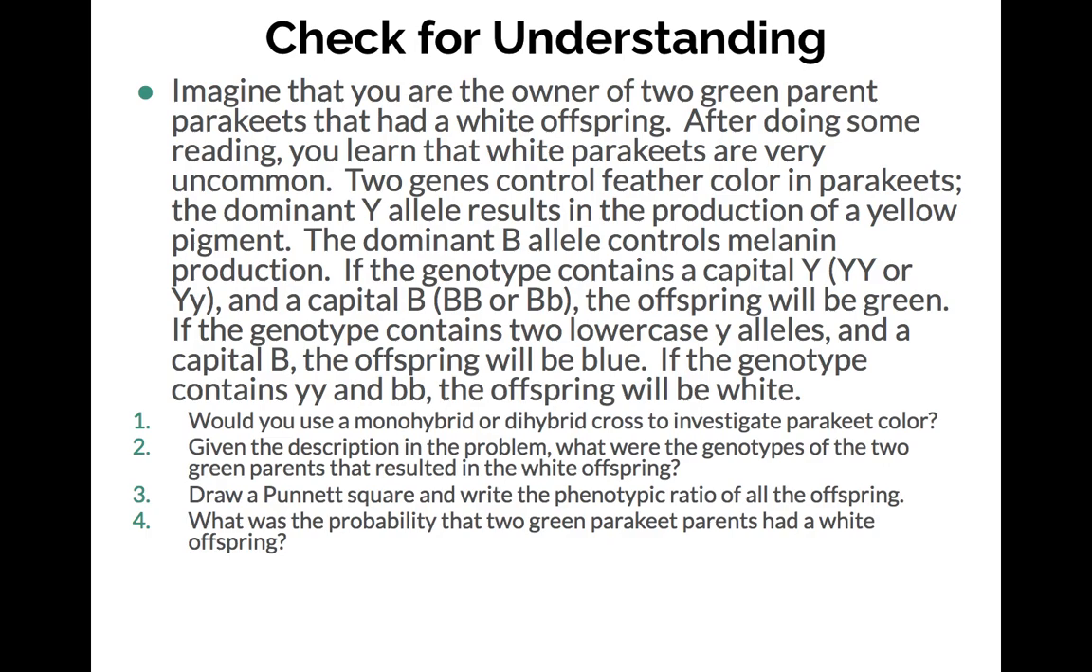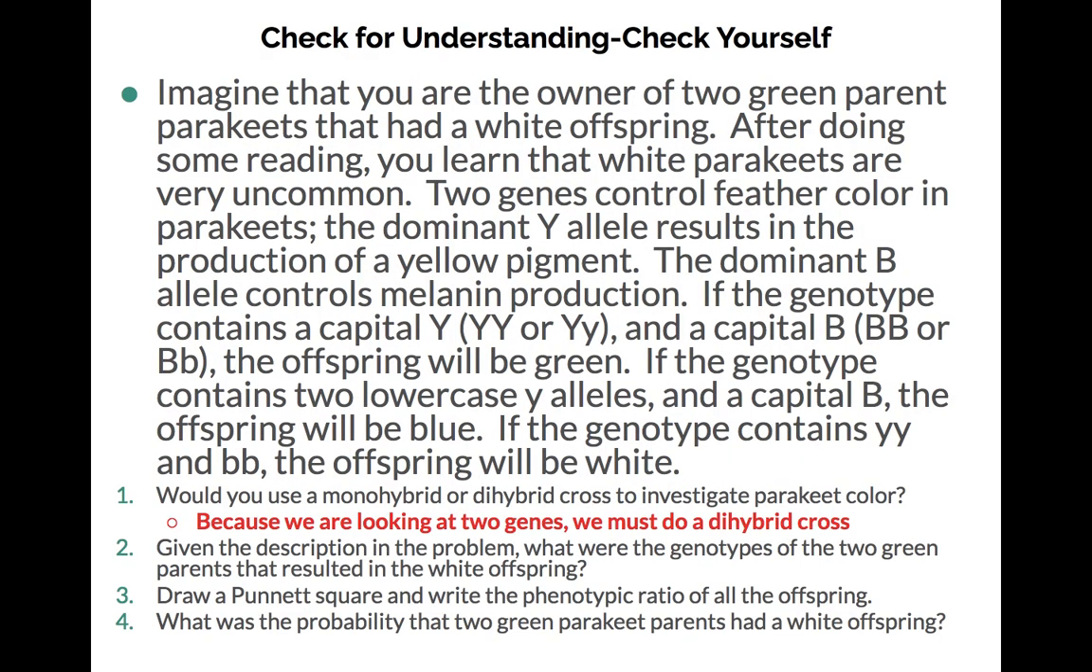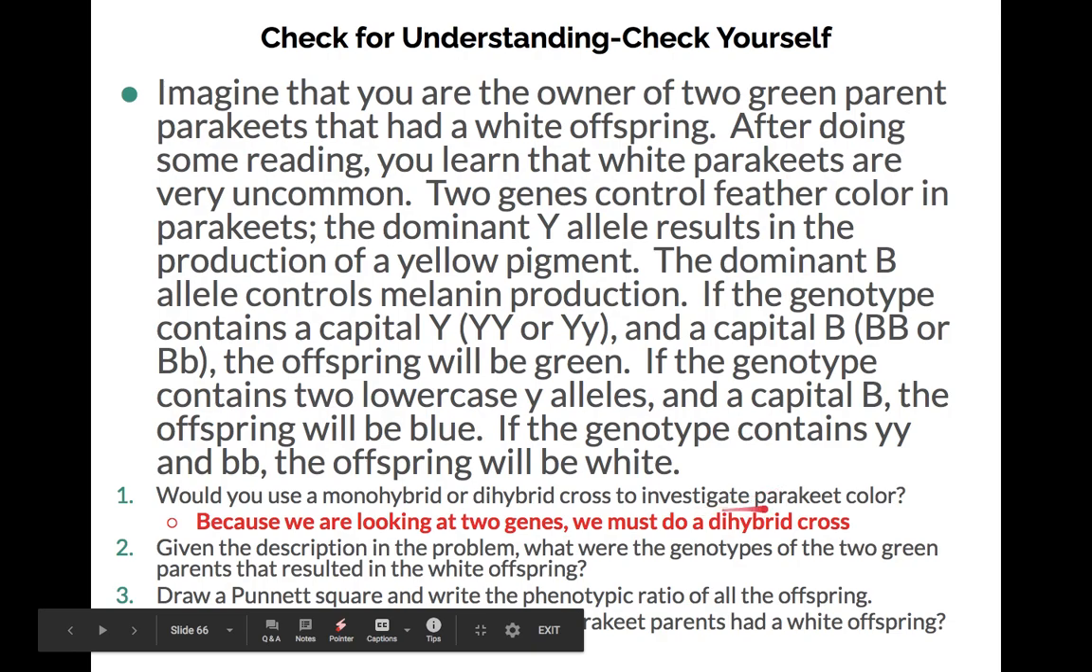Okay, now that we've read through the problem, we can get a sense of what we're looking at. We're going to go through and answer this together. So, number 1, we have to use a dihybrid cross because we are looking at 2 different genes to investigate parakeet color.